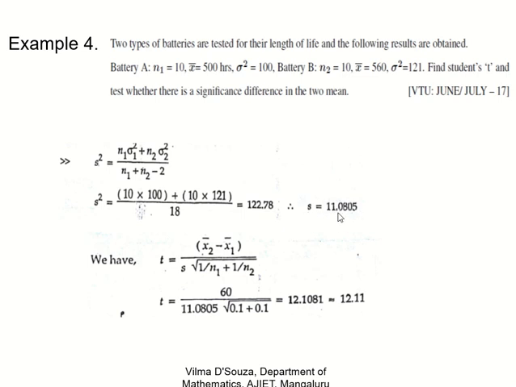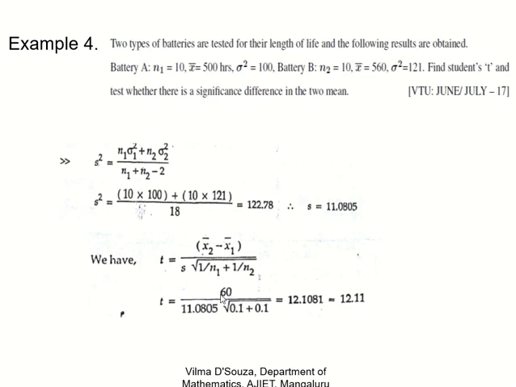s is 11.0805. So what is your t? Substitute here. t is equal to the difference between the means, 500 and 560, is 60, divided by s, that is 11.0805, root of 1 by 10 plus 1 by 10, that is 0.1 plus 0.1. Calculate, your t is 12.11.